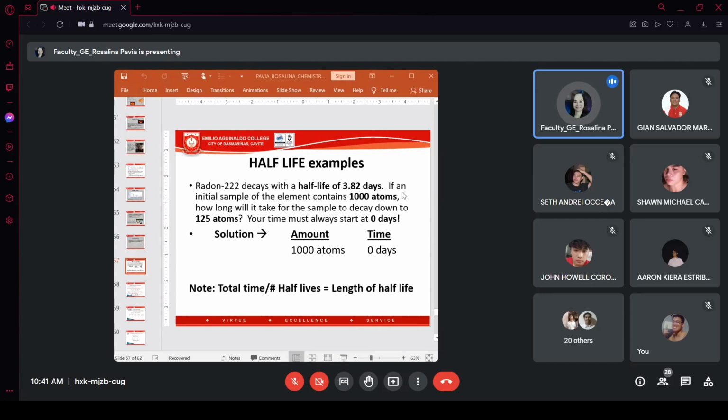Now, if an initial sample of the element contains 1,000 atoms, how long will it take for the sample to decay down to 125 atoms? So your time must always start at 0 days. Sige nga, you can do it now kasi may example na tayo last meeting. Hatiin nyo yung amount every half-life. So you start with 0 and the half-life is 3.82 days. So how many days would it take to decay until it reaches a quantity which is 125 atoms?